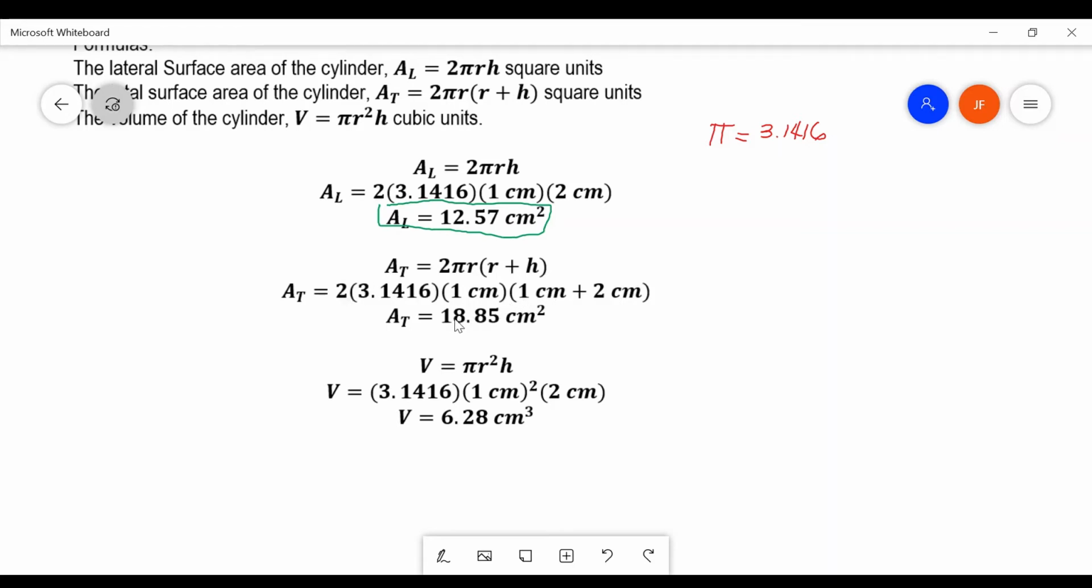Okay, so after calculation, the value of the total surface area of the cylinder in this problem is 18.85 centimeters square, or 18.85 square centimeter, or properly read as 18 and 85 hundredths square centimeter. Okay, so that's the value of our total surface area.